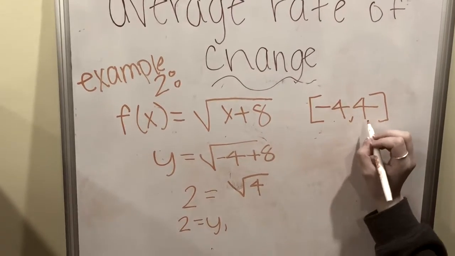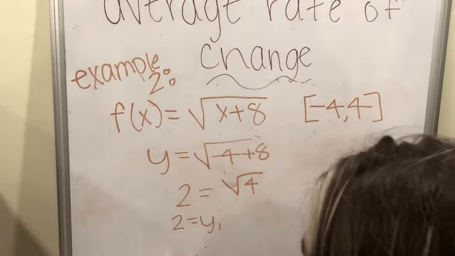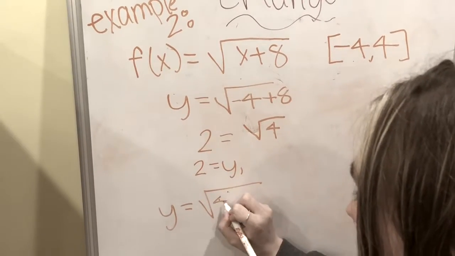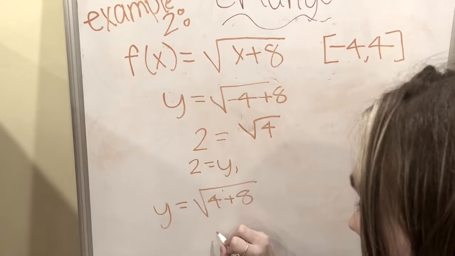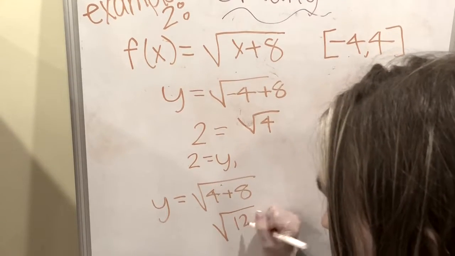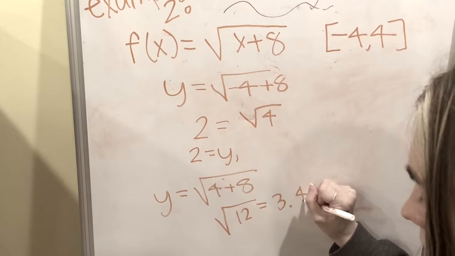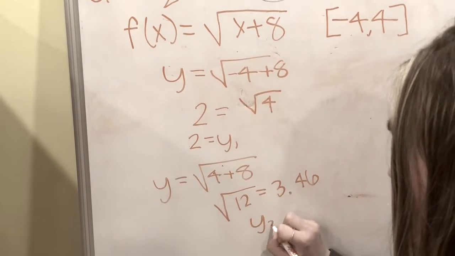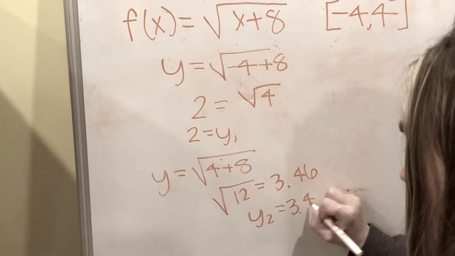Then you plug in this 4 into this equation. So y equals the square root of 4 plus 8. 4 plus 8 is 12, and the square root of 12 is 3.46. So y2 equals 3.46.